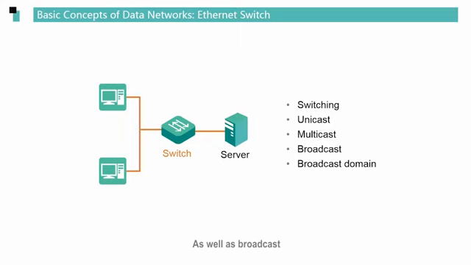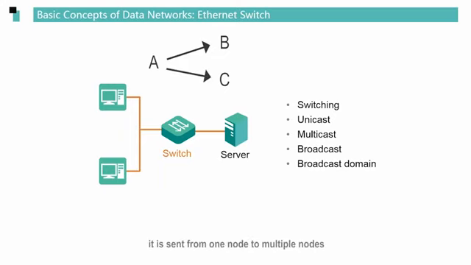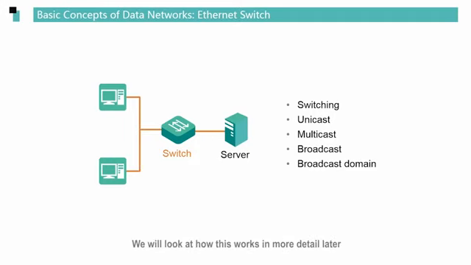As well as broadcast, there are two other methods of sending data: unicast and multicast. In the network with nodes A, B, and C, when data is unicast from node A to node B, only node B will receive it. Node C does not receive the data. Similarly, when data is multicast, it is sent from one node to multiple nodes, but not to every node in the broadcast domain. We will look at how this works in more detail later.